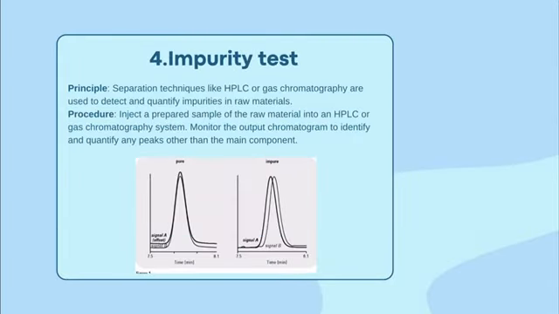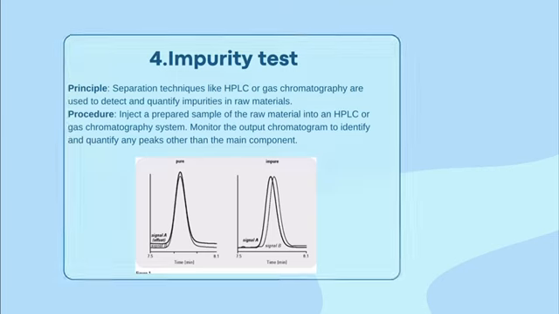4. Impurity test. Principle: separation techniques like HPLC or gas chromatography are used to detect and quantify impurities in raw materials. Procedure: inject a prepared sample of the raw material into an HPLC or gas chromatography system. Monitor the output chromatogram to identify and quantify any peaks other than the main component.